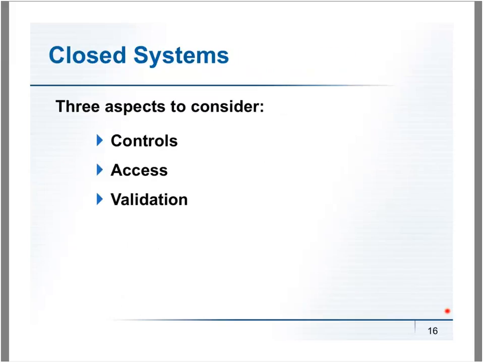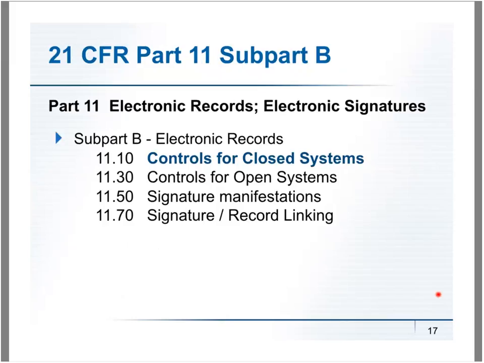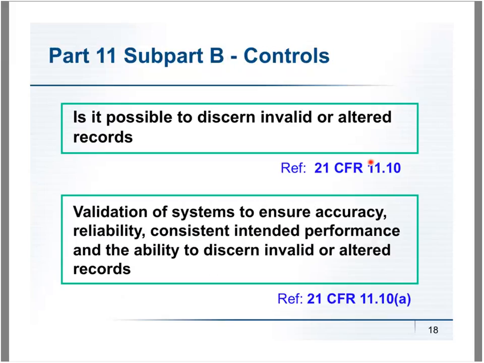Now, let's look at what the regs have to say about closed systems. And we'll look at the controls, the access to it, and the validation, as you might expect. First, we'll look at the controls of a closed system. In a closed system, it is possible to discern invalid or altered records, and to ensure accuracy consistent with intended performance and ability to discern invalid or altered records.